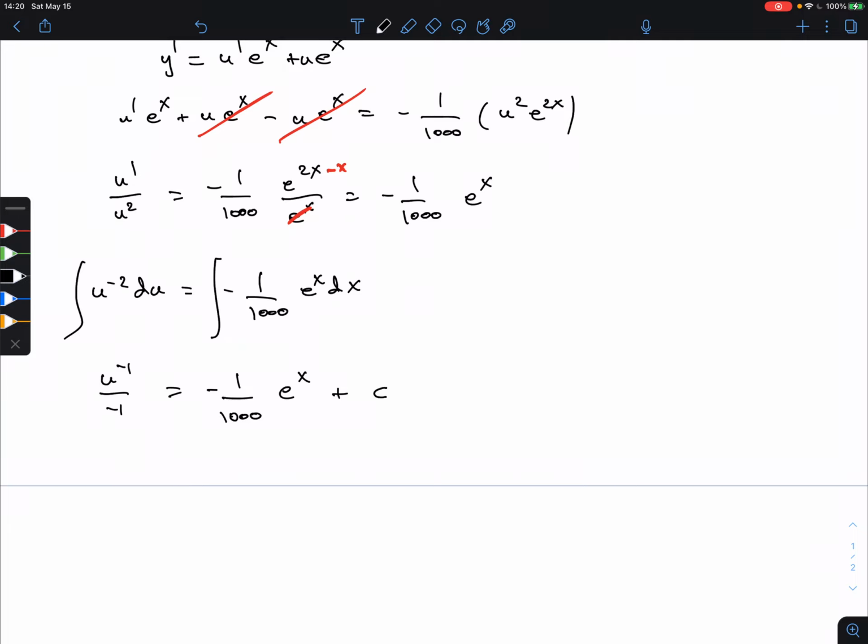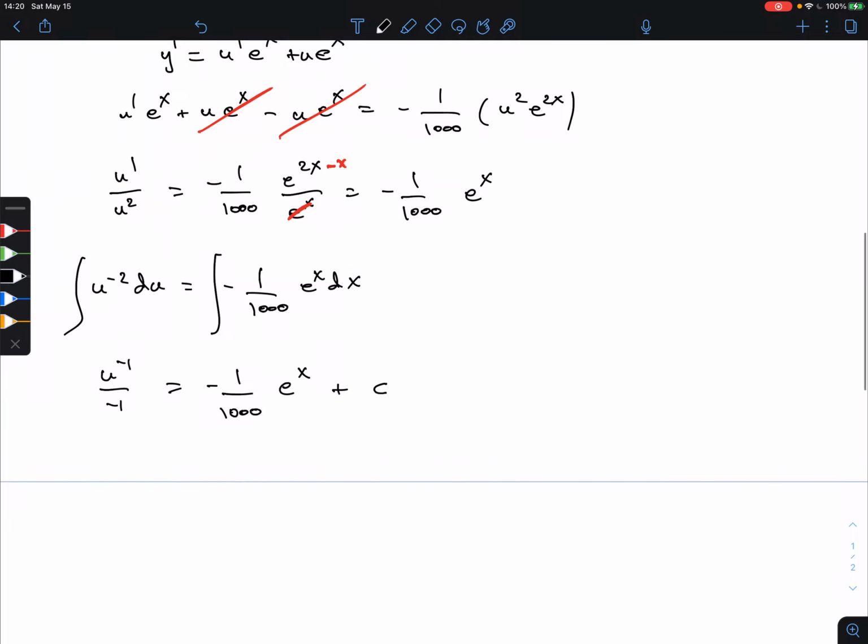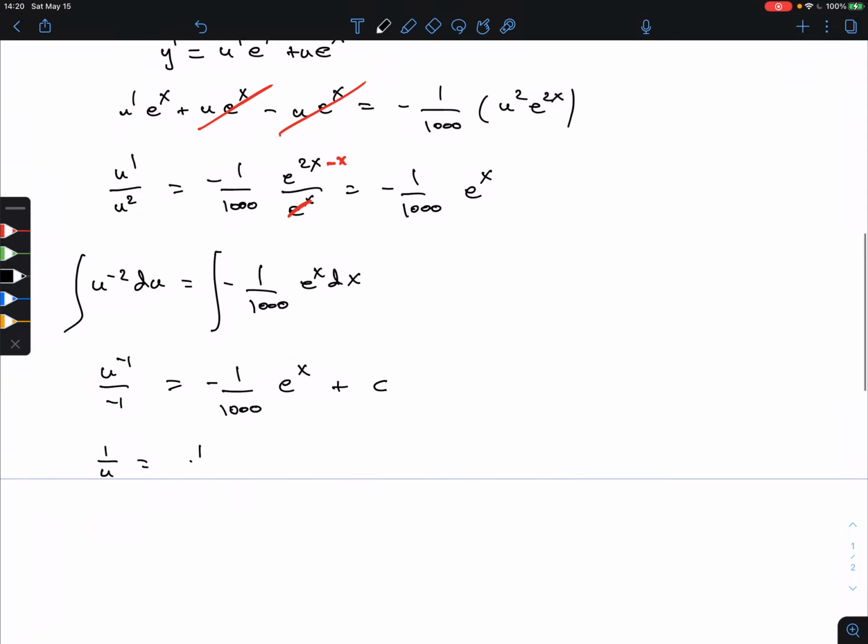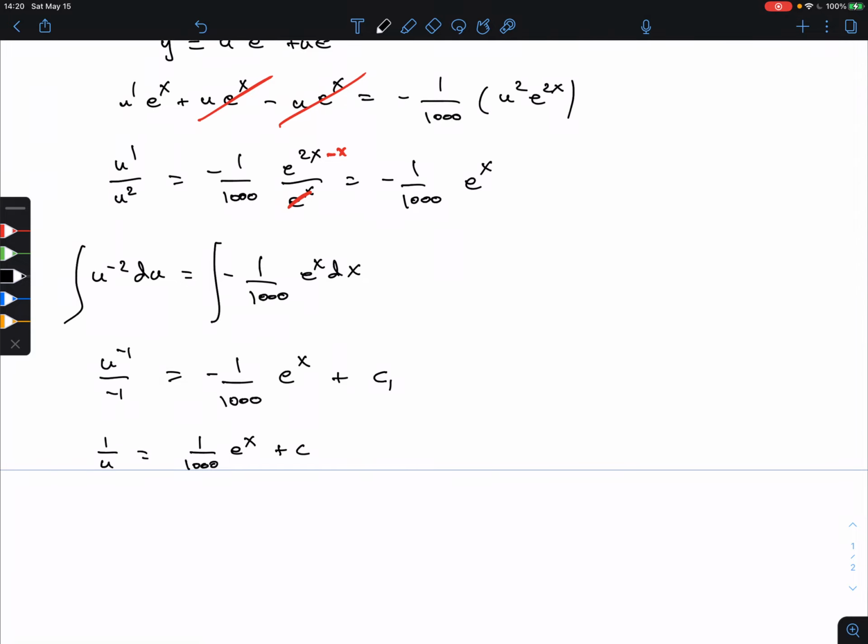So let's first of all get rid of this negative sign. So this is 1 over u is equal to, and then bring the negative sign to the other side. So it goes 1,000 e^x minus c, but that is also equal to plus c. Okay, so be careful. So this was perhaps a C1 here, and then this becomes a plus C here.